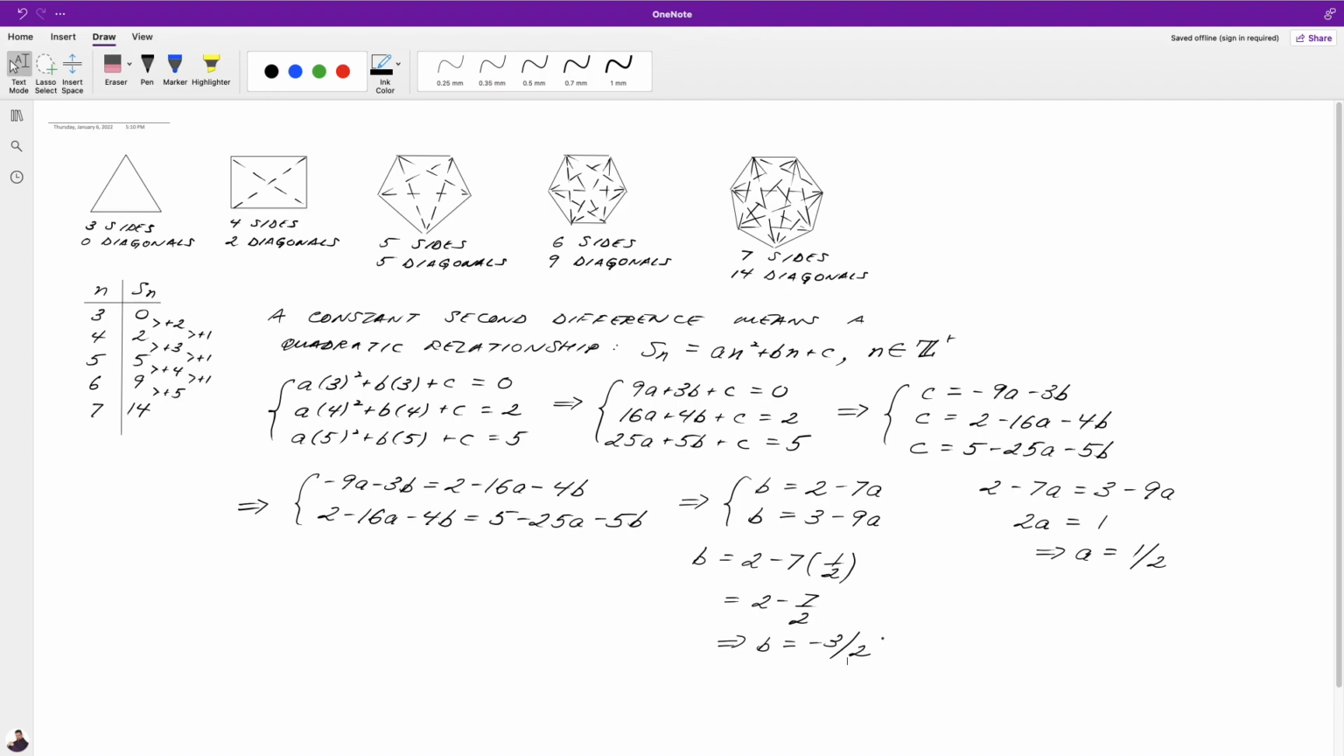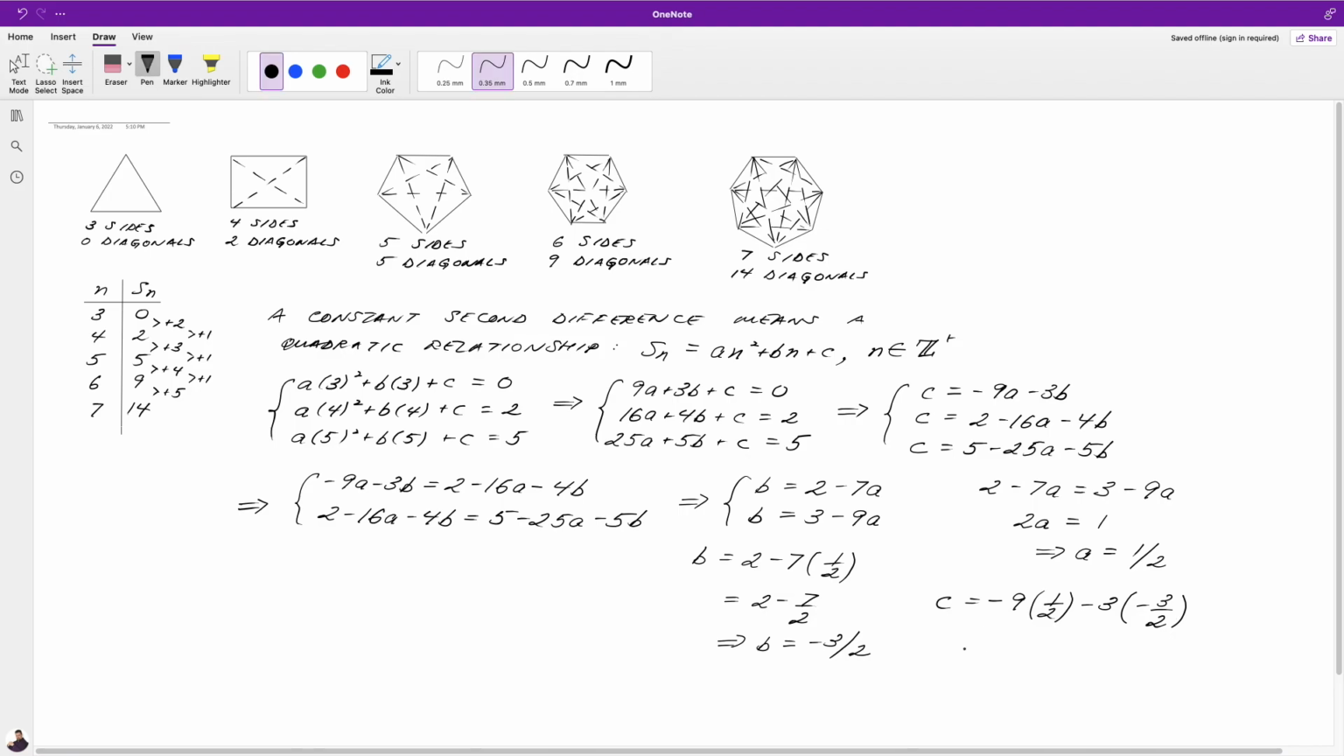Very good. Now let's find c. We can use any of these, but I'm going to go ahead and use the top one. It looks less complicated, or the least complicated, I should say. So we're going to have c equals negative 9a, which is 1/2, minus 3b, which is negative 3/2. Okay, good. So it's going to give us negative 9/2 and then plus 9/2. So well, look at that. c is equal to 0.